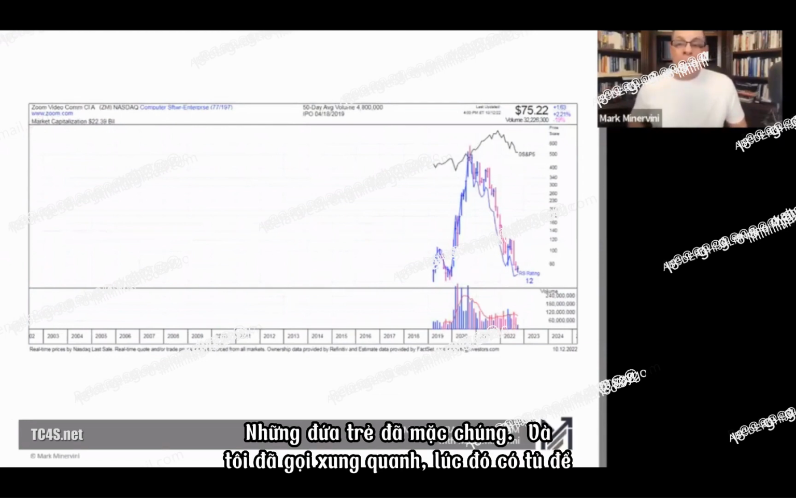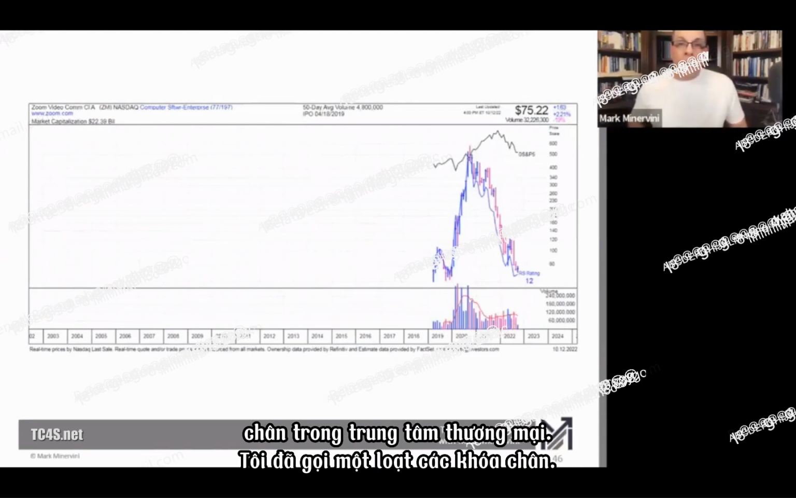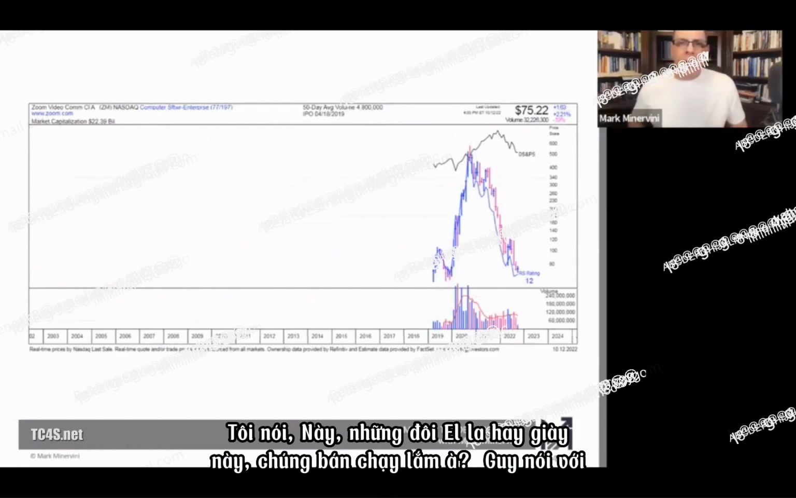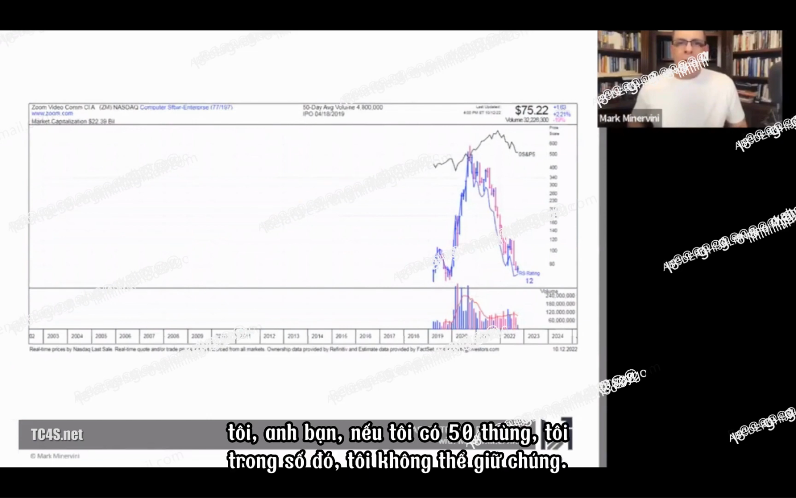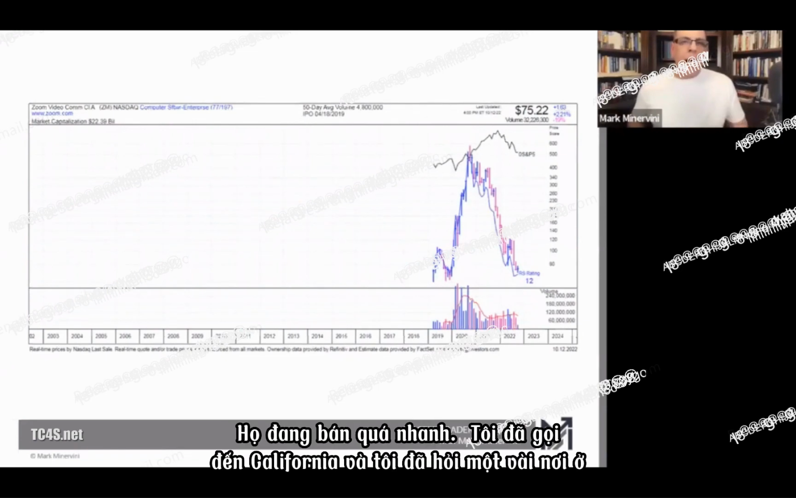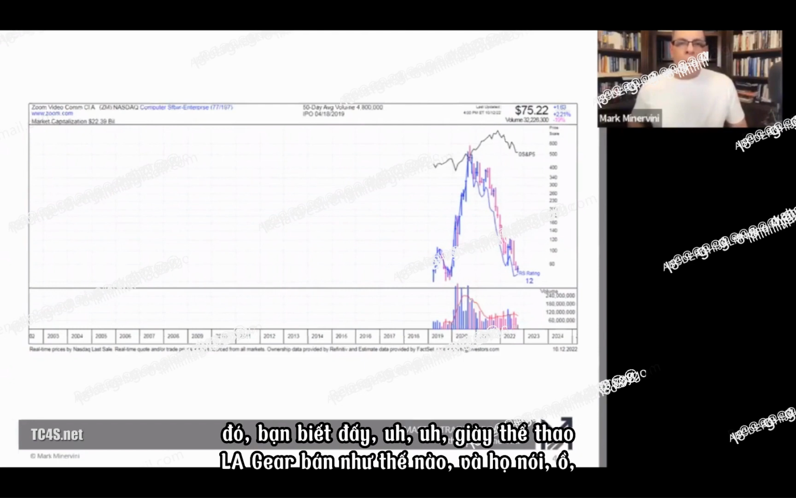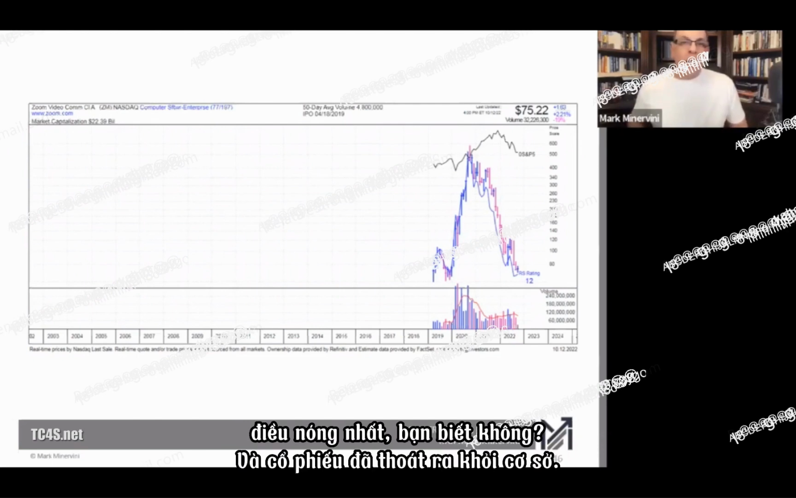The kids were wearing them, and I called around. There were Foot Lockers at the time in malls. I called a bunch of Foot Lockers. I said, hey, are these LA Gear shoes selling really well? Guy said to me, man, if I had 50 cases of them, I couldn't keep them. They're selling so fast. I called California and I asked a few places out there, how are the LA Gear sneakers selling? They're like, oh, the hottest thing, and the stock was breaking out of the base.